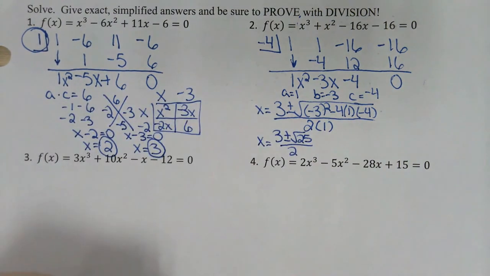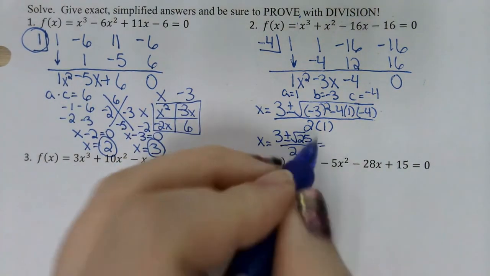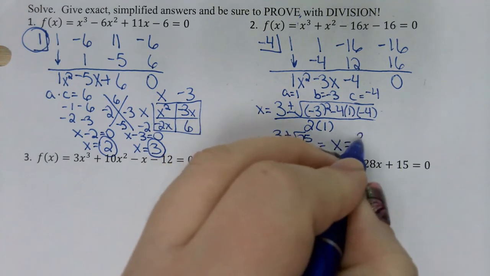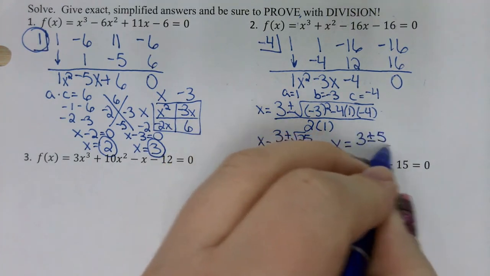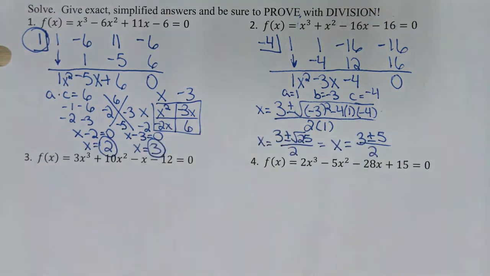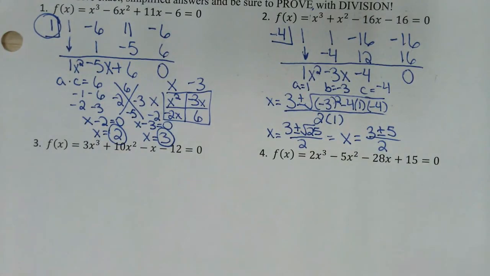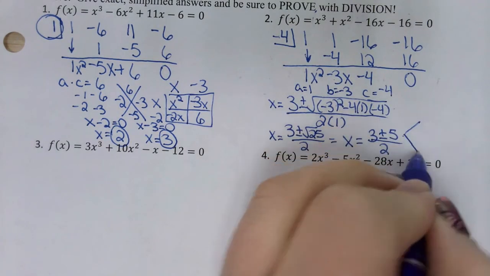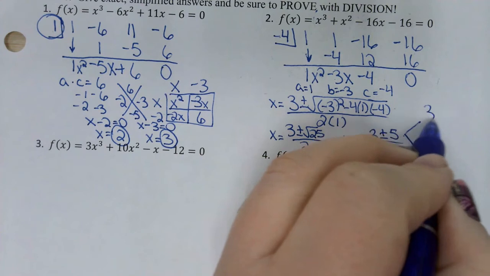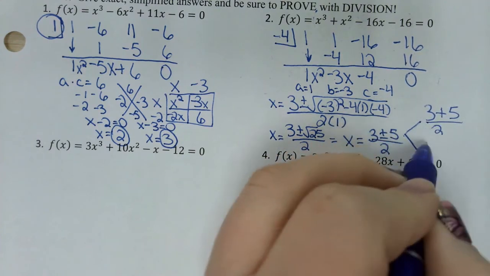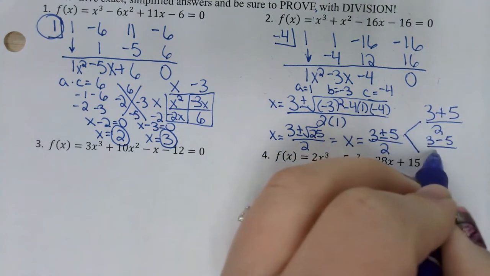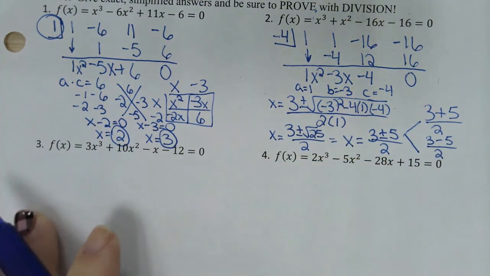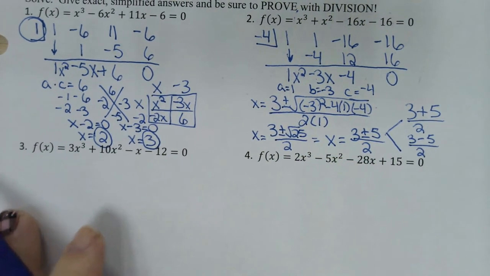The square root of 25 is 5. So 3 plus or minus 5 all over 2. Now, since I have no more radical in my answer, and I don't have any imaginary answers, I need to simplify this all the way through. That means that I need to separate this out into two separate answers: 3 plus 5 over 2 and 3 minus 5 over 2. I only need to do that if I have no radical and no i in my answer.